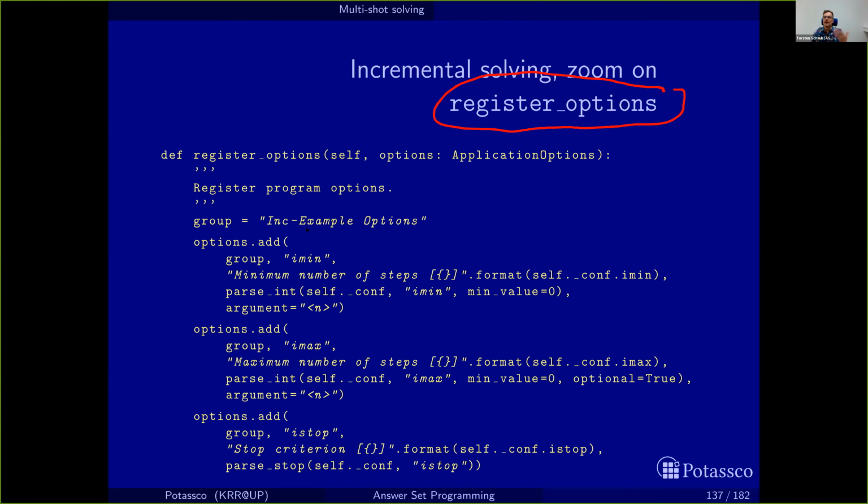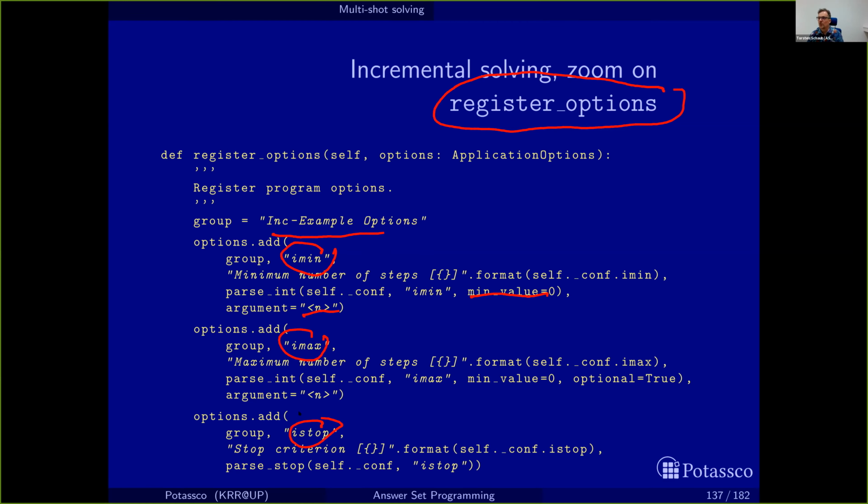So there's this register option function. You have groups of options. So this is now the inc example options. I just named them like this. There is an imin option, and it has a minimum value, and sometimes this is the default argument that you see. And here there's an imax and istop.